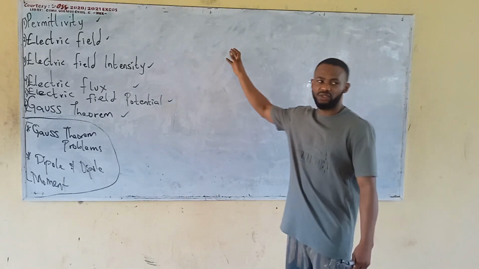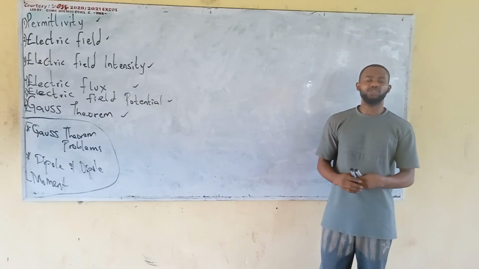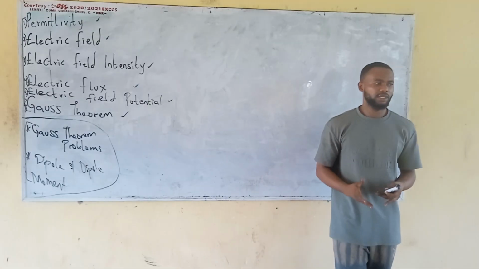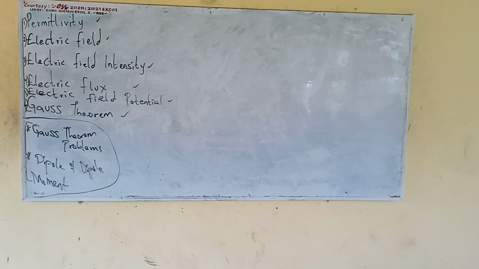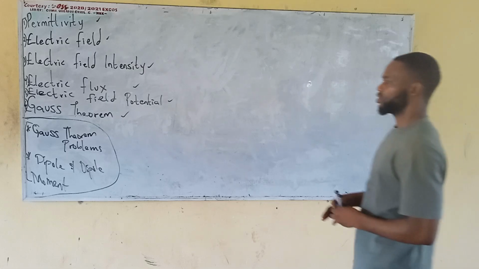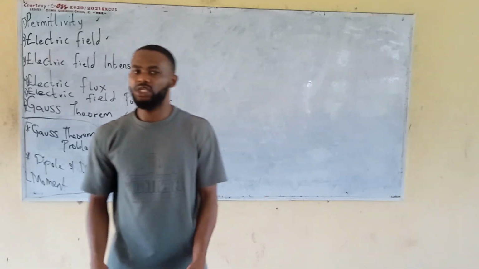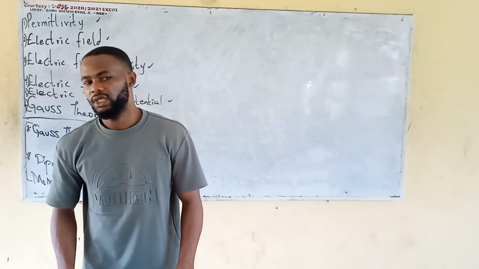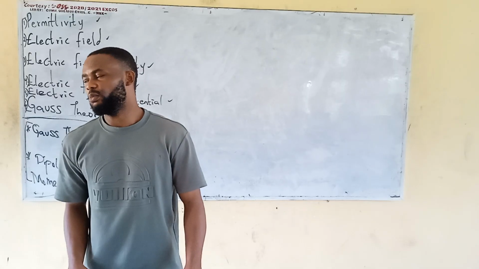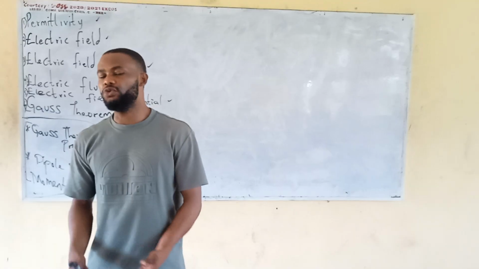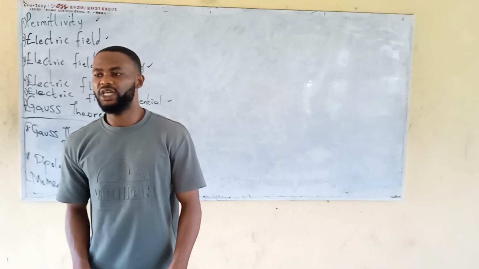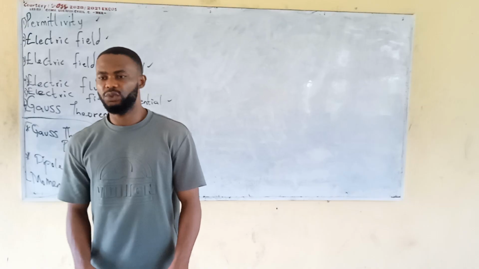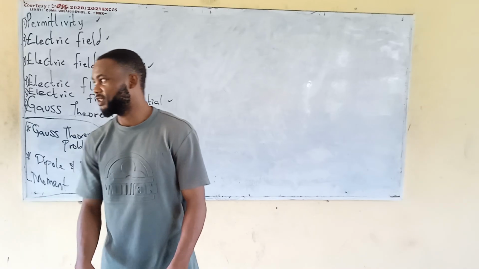From the word permission, you get permittivity. Permittivity talks about the ease of movement of charges in an electric field. I said it is the ease. Permittivity talks about how easy it is for charges to move in an electric field. In some textbooks, you see it as how easy it is for electric field lines to move. But the main thing is this one I'm saying: the ease of movement of charges in an electric field. That is what permittivity is.